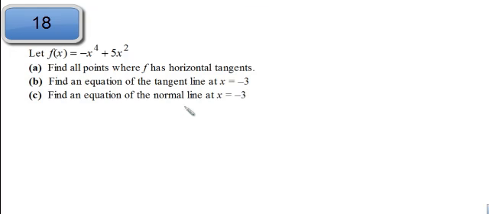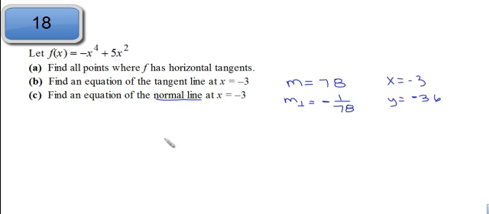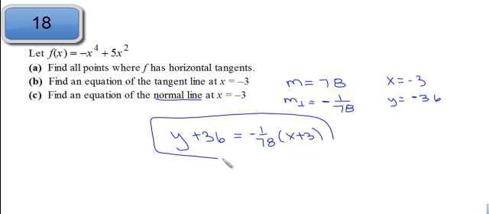For C, find the equation of the normal line. We already found in part B that the slope at x equals -3 is 78. So normal means perpendicular, so my perpendicular slope would be -1 over 78. We have x equals -3 and y equals -36. So the equation of my normal is y plus 36 equals -1 over 78 times x plus 3.